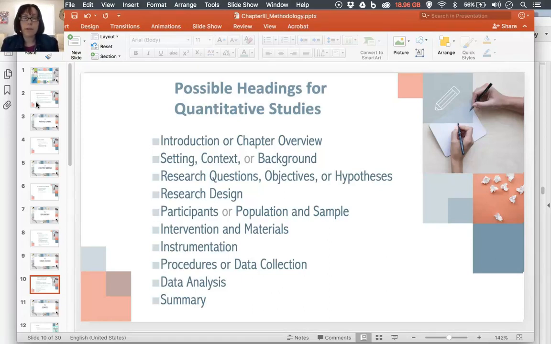So what I'm going to do is walk through each one of these possible headings so that you'll know what the expectations are. And I'm going to share with you a master's thesis proposal that was defended in our department, but it's always possible to improve on it. And so I want to talk to you a little bit about that.